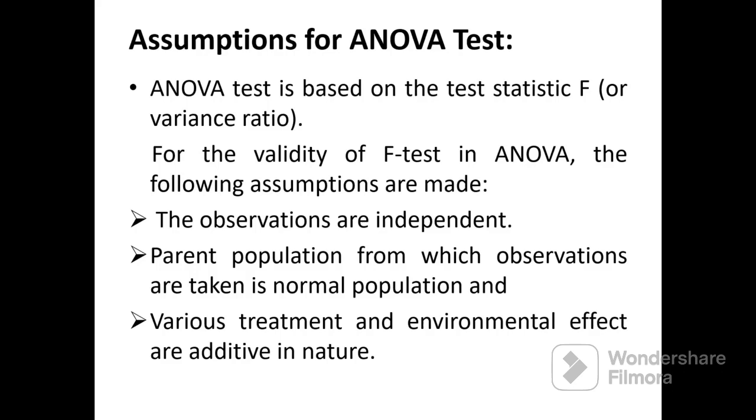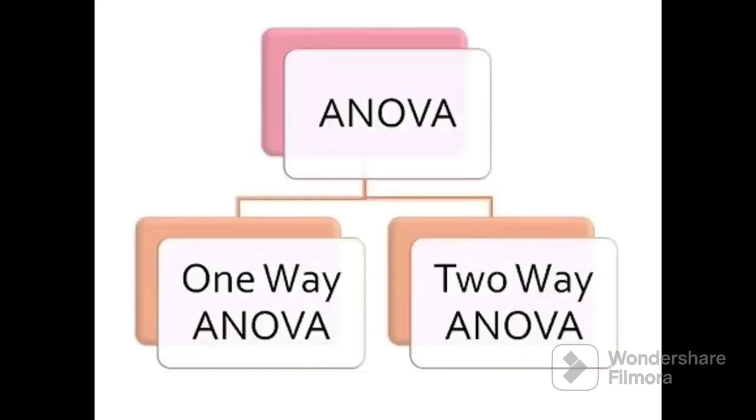And the third assumption is that various treatment and environmental effects are additive in nature. This is also one of the most important assumptions. So these are the three main assumptions of ANOVA. We have two types of ANOVA: one-way ANOVA and two-way ANOVA. First we will discuss one-way ANOVA, with certain kinds of problems in the slide, and then we will move towards two-way ANOVA.